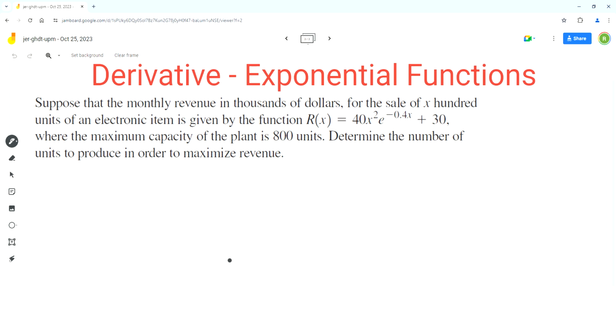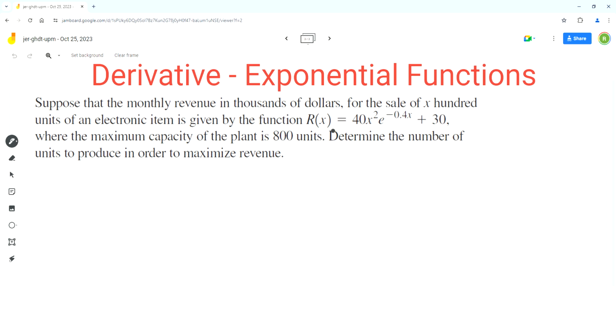So in this video, we'll solve this problem using the concepts of derivatives. As per the problem, suppose that the monthly revenue in thousands of dollars for the sale of x hundred units of an electronic item is given by the function R(x) = 40x^2 e^(-0.4x) + 30, where the maximum capacity of the plant is 800 units. Determine the number of units to produce in order to maximize revenue.